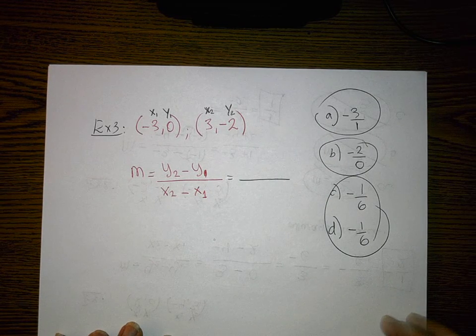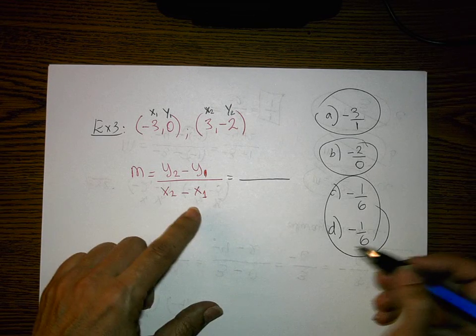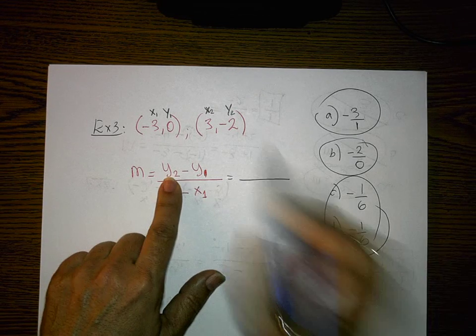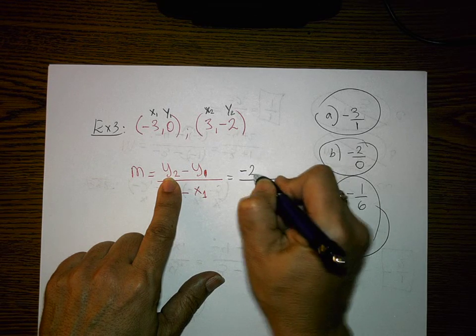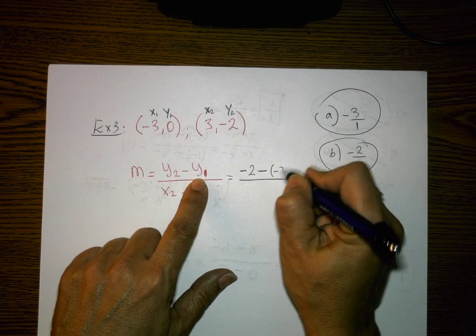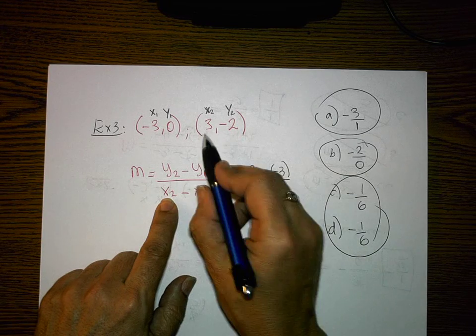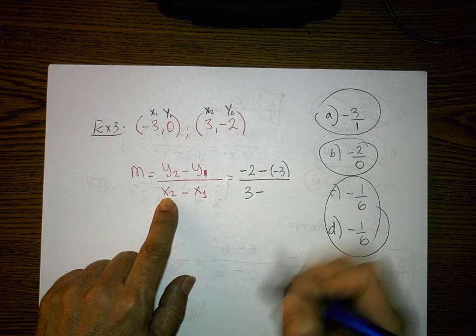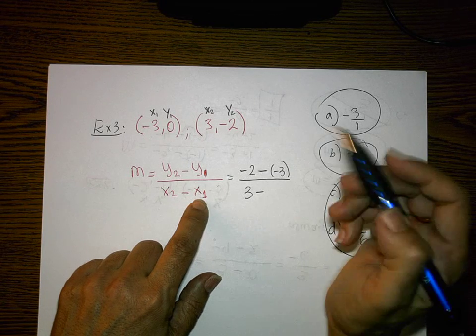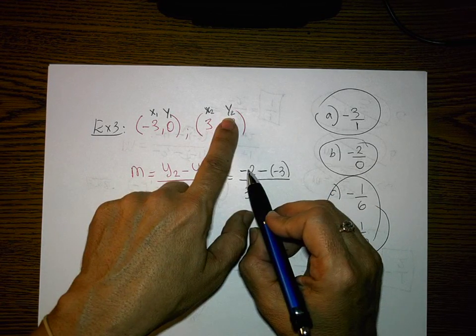Okay, so students A, B, and C, D friends here got the same answer. All right, so y2 is a negative 2, minus from my formula, and y1 is a negative 3. There we go. Okay, I put in parentheses. And then I have x2, which is a 3, minus from my formula x1. I messed it up, huh? Okay, so negative 2 is my y2, minus a 0.